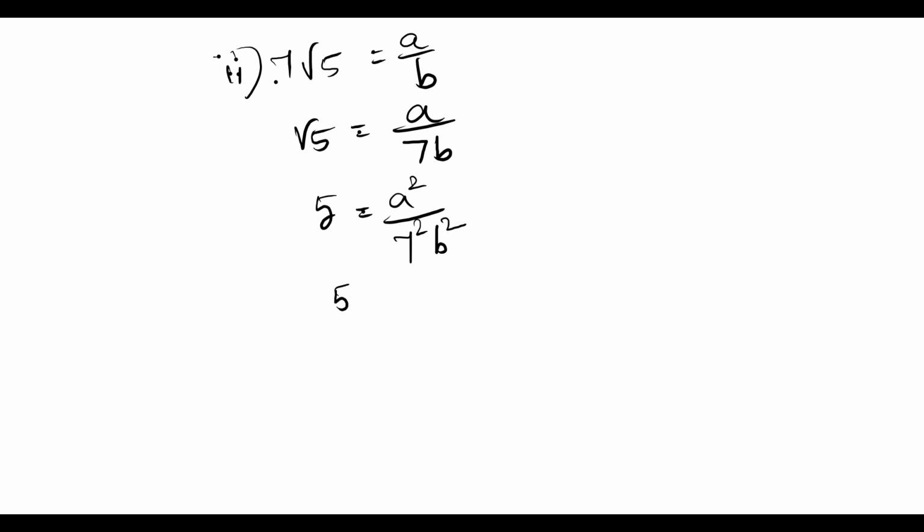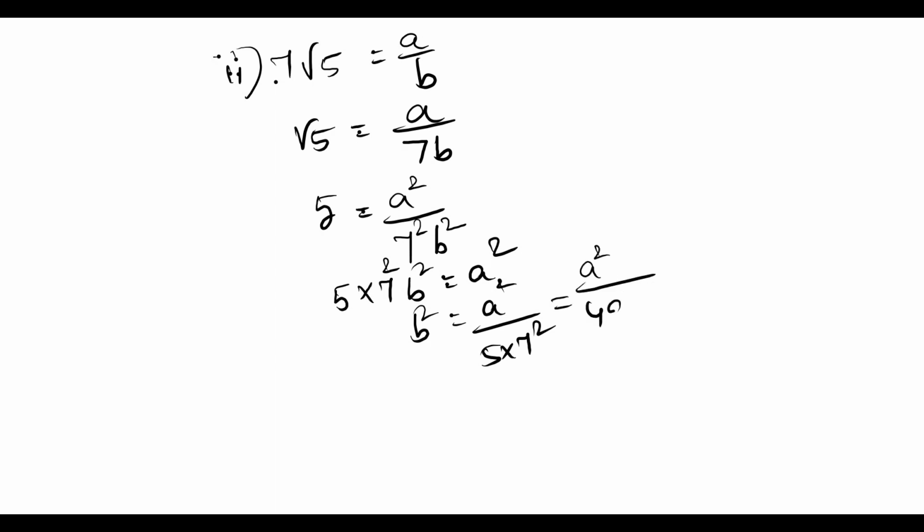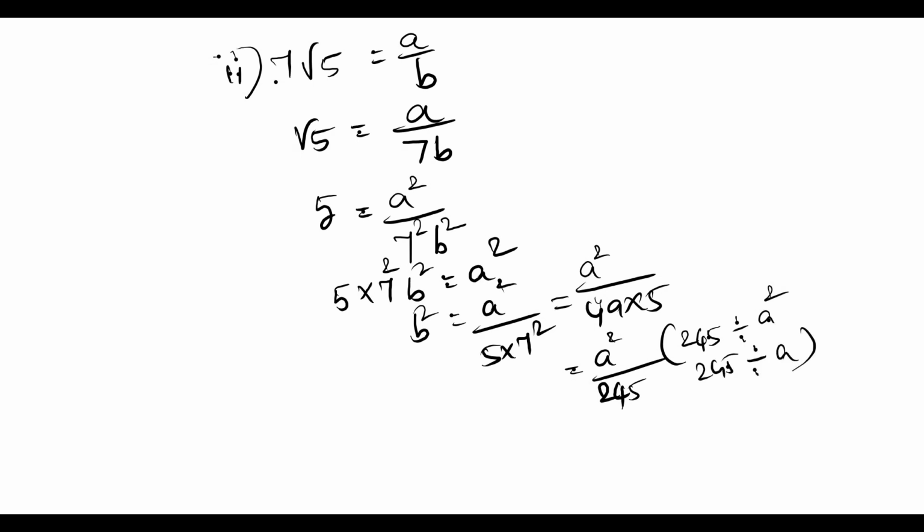Now keep root 5 on the other side and take 7 to the opposite side. We will get a by 7 into b. Squaring on both the sides, we will get 5 equal to a square by 49 into b square. Taking all the other terms to one side and have b square on one side. So b square will be equal to a square by 5 into 7 square, which is equal to a square by 245. If 245 divides a square, then 245 also divides a.